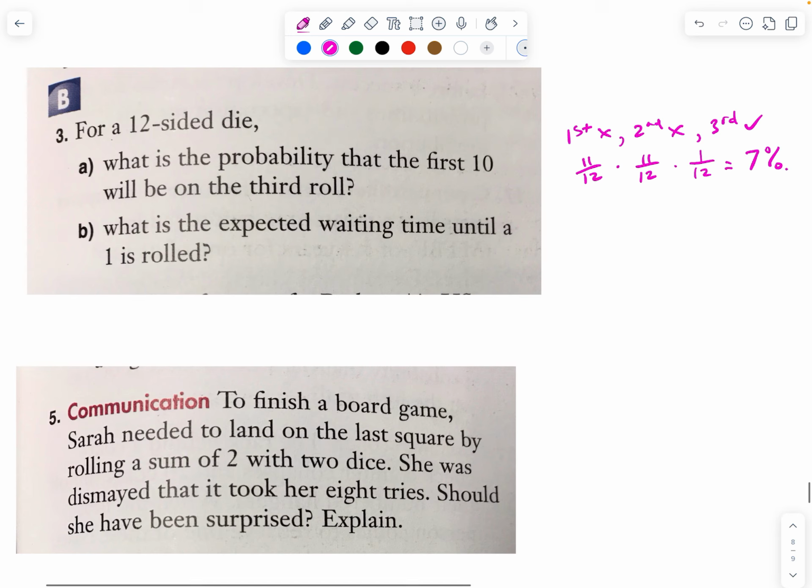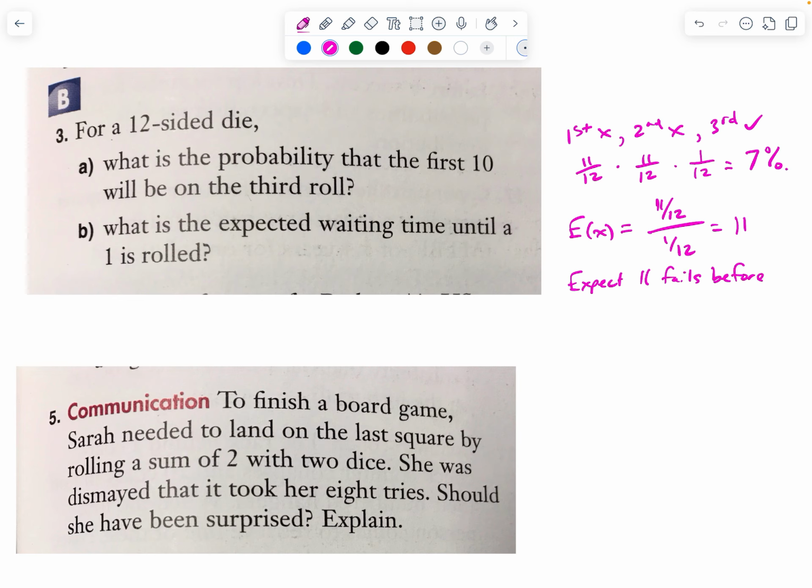B, what is the expected waiting time until a 1 is rolled? Well, again, that formula, E of x equals Q over P. So Q is failure, so that's 11 divided by 12, over success, which is 1 over 12. If you divide those two things, you get 11. So you expect 11 fails before succeeding.